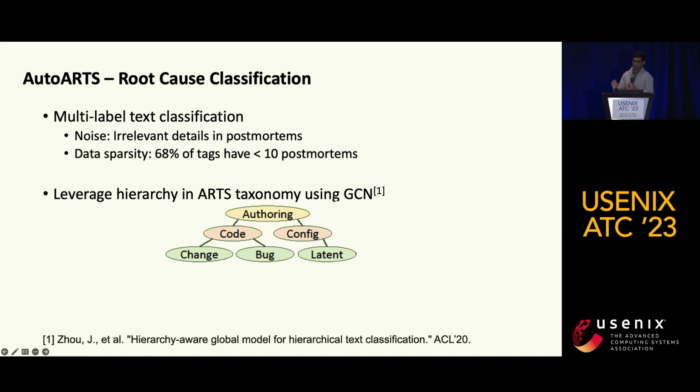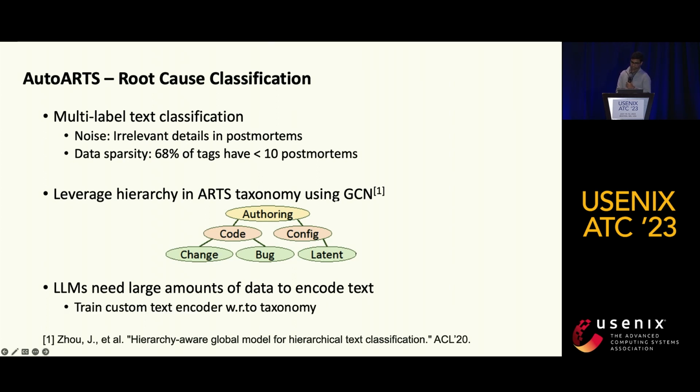Now, to encode text from the postmortem reports, even though LLMs are very good at it for several classification tasks, they need large amounts of training data to encode postmortem text, which has domain-specific usages of words. For example, fabric in English means cloth, but in networking, it means something different. Which is why we train our encoder with respect to the root cause classification tags in ARTS.